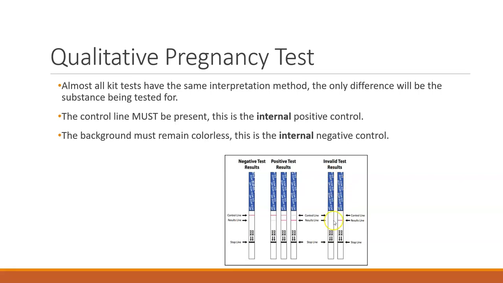These are invalid test results. There is no control line, so the test is invalid. This has a result line, a positive at the result line, but the control line is negative. If the control line doesn't work, then the test is invalid and you would need to repeat it.